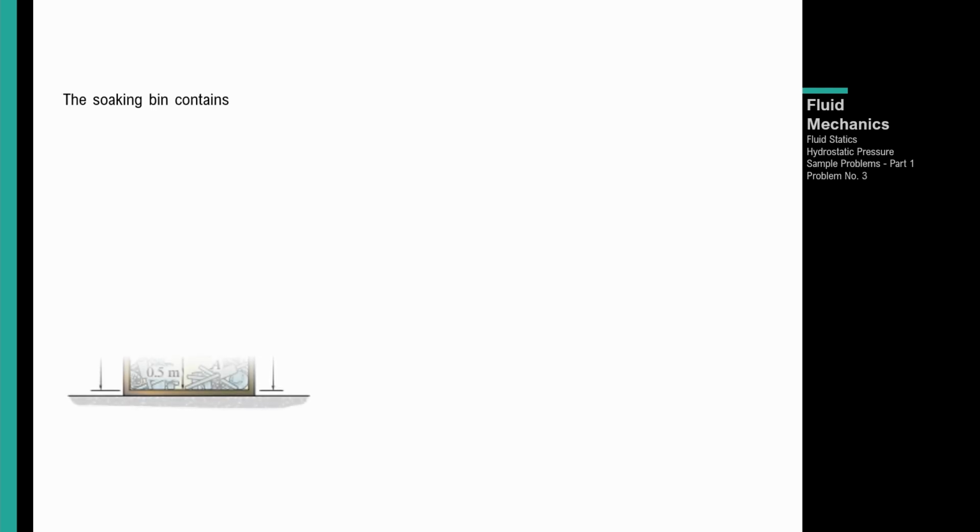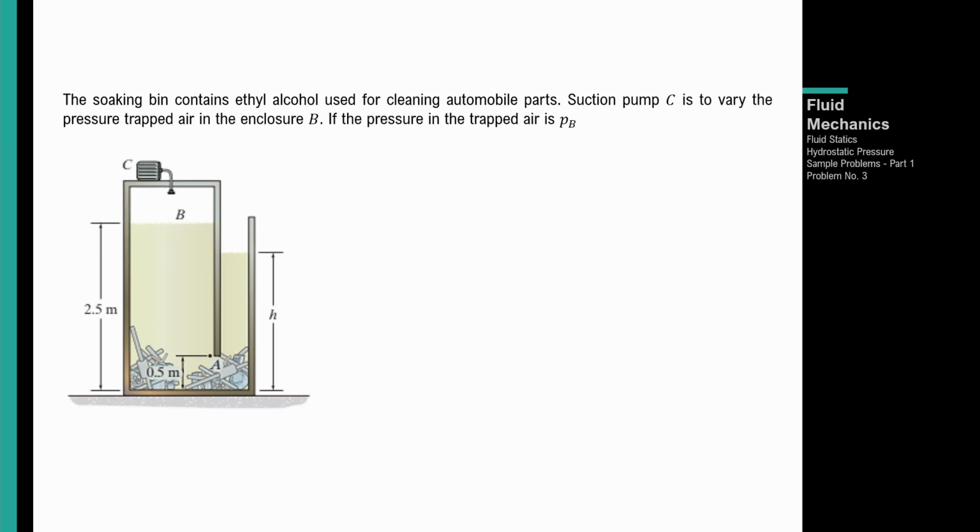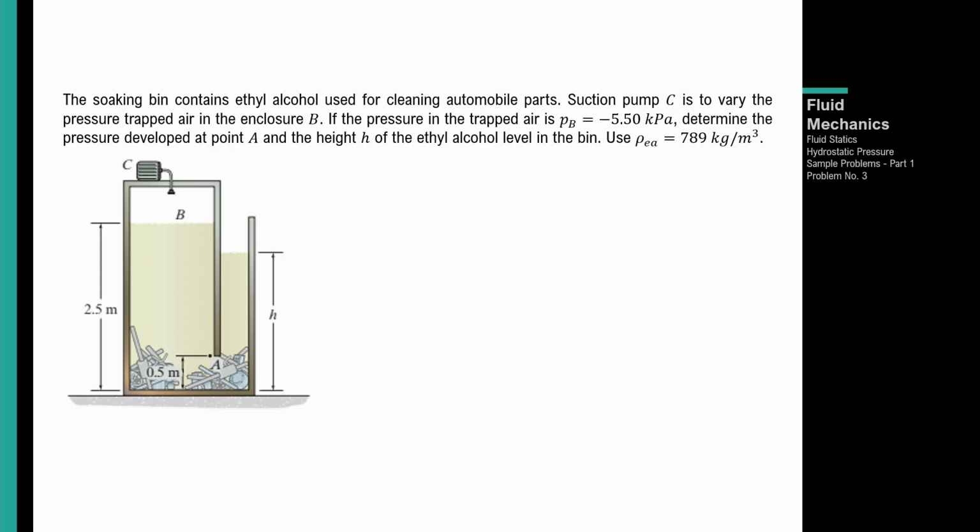Problem number 3. The soaking bin contains ethyl alcohol used for cleaning automobile parts. Suction pump C is to vary the pressure of trapped air in the enclosure B. If the pressure in the trapped air is P sub B, which is equal to negative 5.50 kilopascal, so negative dahil nga suction, no? Suction pump yung nasa point C. Determine the pressure developed at point A and the height H of the ethyl alcohol level in the bin. Use a density ng ethyl alcohol, which is equal to 789 kilograms per cubic meters.